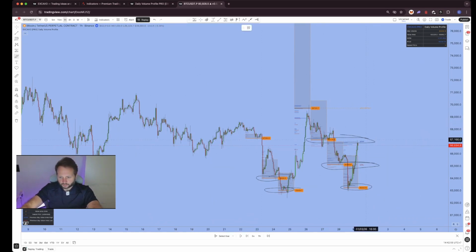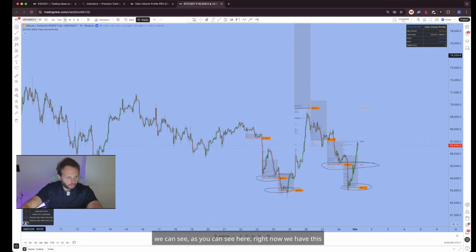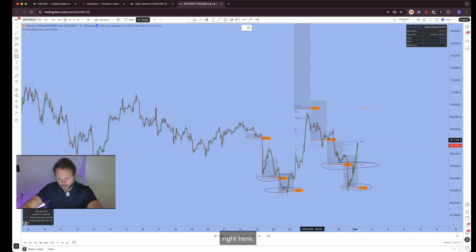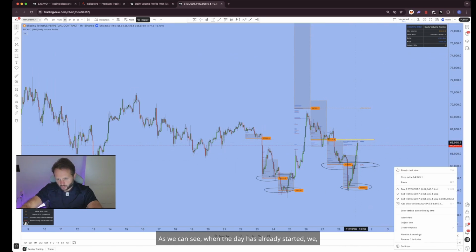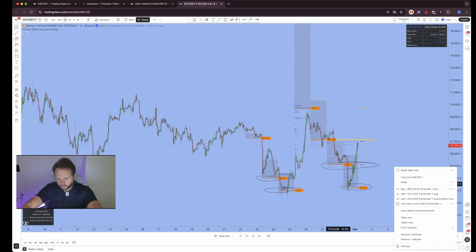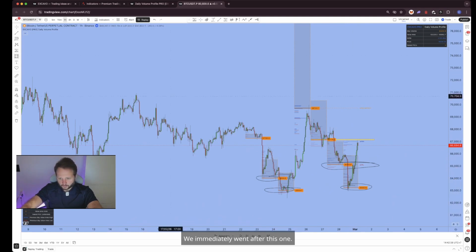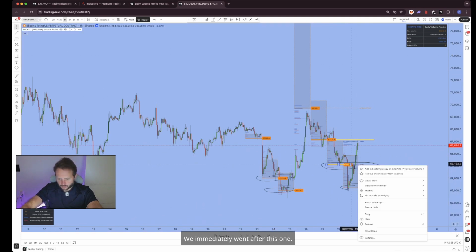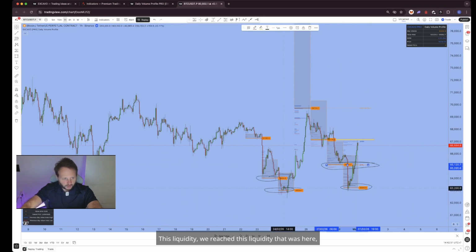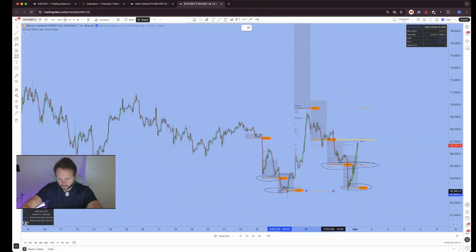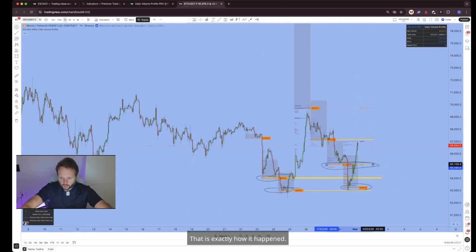For example, as you can see here, right now we have this right here. As we can see, when the day has already started, first of all, we collected this particular day. We're taking the latest one. We immediately went after this one. This liquidity, we reached this liquidity that was here, and this liquidity here. So we move from liquidity to liquidity. I won't get tired of saying this. That is exactly how it happened.